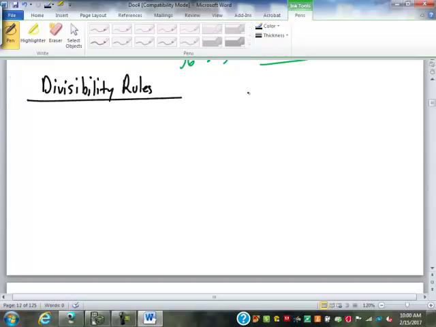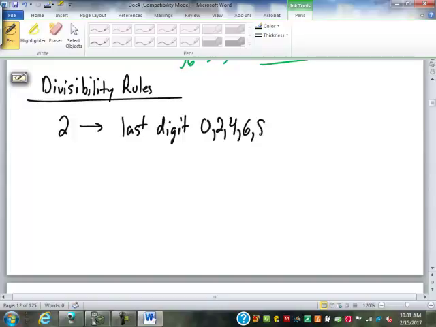Every number is divisible by 1, so we don't count 1 as being what we'll call a factor. So we're going to start out with 2. How can we tell if a number is divisible by 2? It's an even number, yep. And just in case you're not sure what an even number is, any number that has the last digit of 0, 2, 4, 6, or 8. So if that last digit is even, the number is divisible by 2.